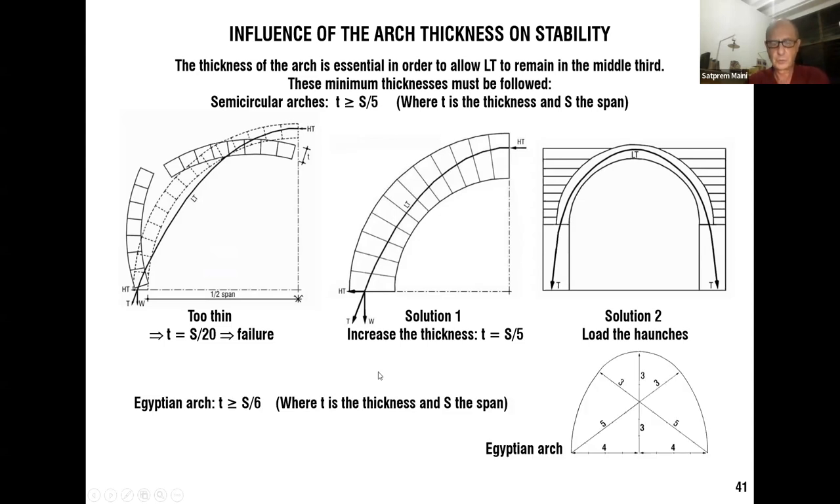If you have the case of what is called the Egyptian arch, it is an arch which has this proportion, which was always used in Egypt at the time. You have a ratio of 3 here, 4 here, and 5, then 3 here. That means the center for this curve is here. This curve has a center here, and then the top part has a center here. And for this, you need to have a thickness of the span divided by 6. So here we use the name arch, but it can be the same for a vault.